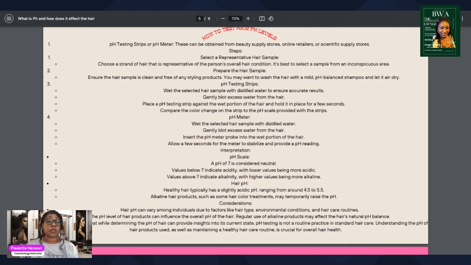It's important to note that while determining the pH of hair can provide insights into its current state, pH testing is not a routine practice in standard hair care. But understanding the pH of hair products used, as well as maintaining a healthy hair care routine, is crucial for overall hair health.